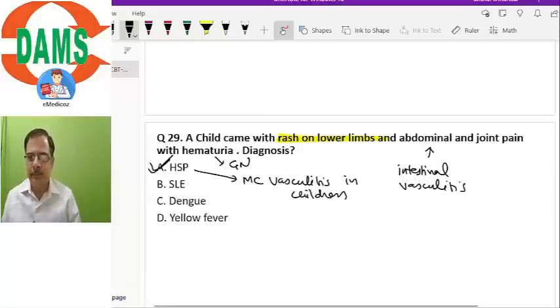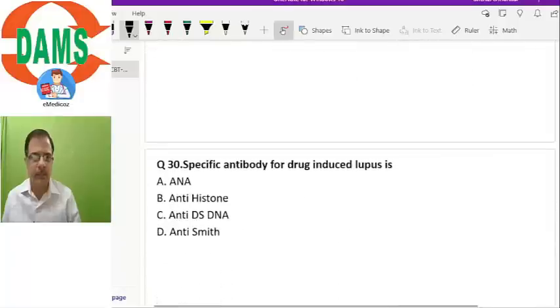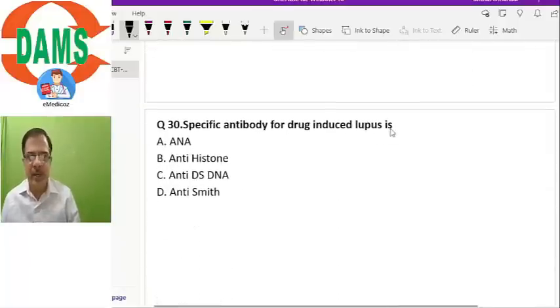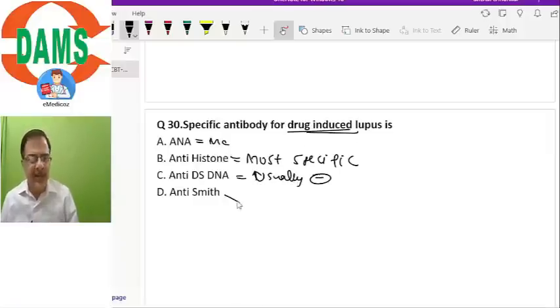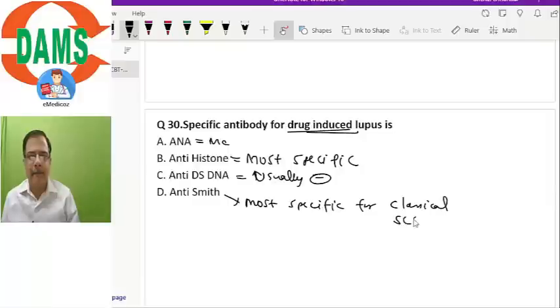Question 30. Antibody specific for drug-induced lupus. ANA will be the most common antibody, while anti-histone will be most specific for drug-induced lupus. While anti-dsDNA is usually absent in drug-induced lupus, anti-Smith is most specific for classical SLE. So the answer here will be anti-histone.